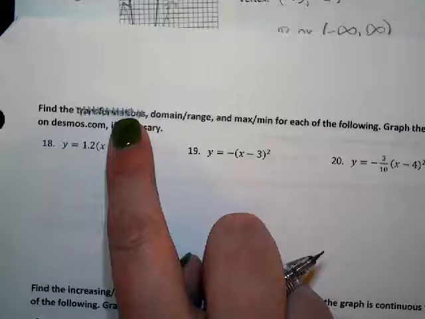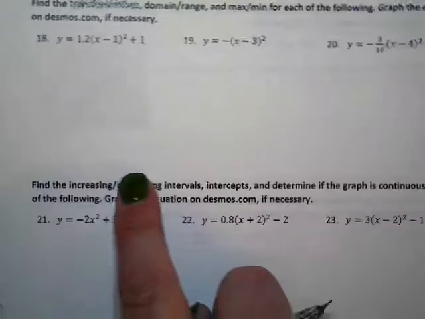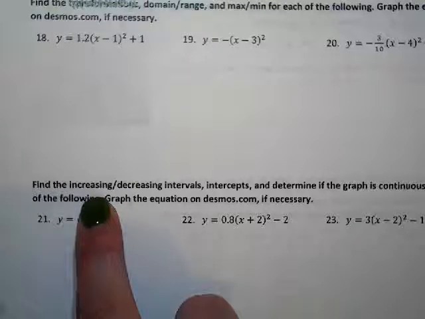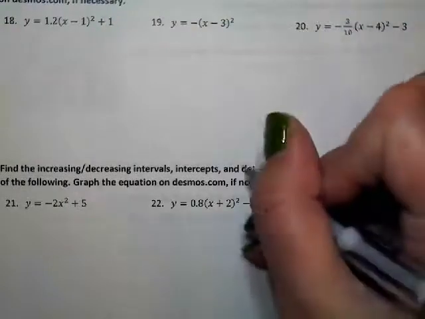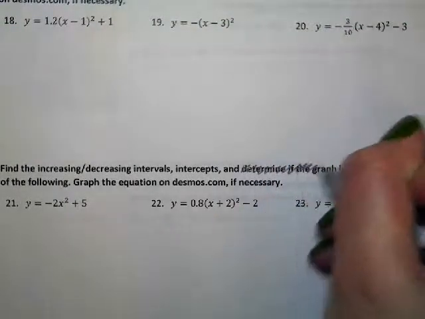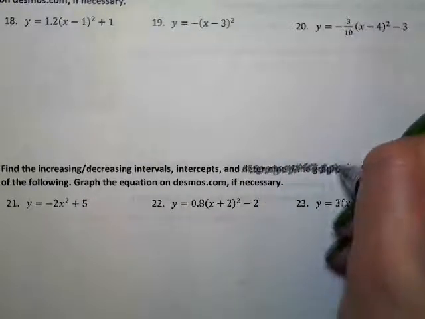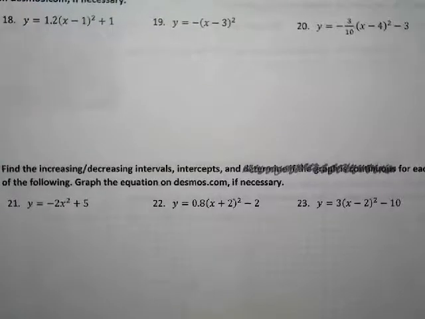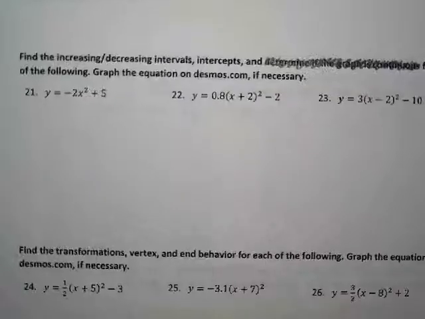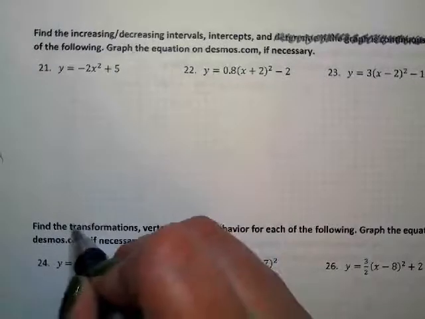In the next section, it says find the increasing and decreasing interval and the intercepts. And we're going to scribble out the part where it says determine if the graph is continuous. For the next section, we're going to scribble out the part where it says transformations and vertex. We're only going to find the end behavior on that section.